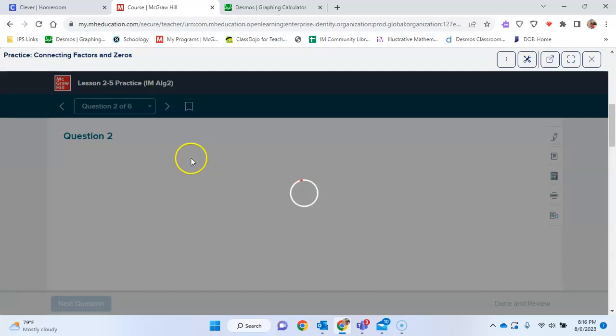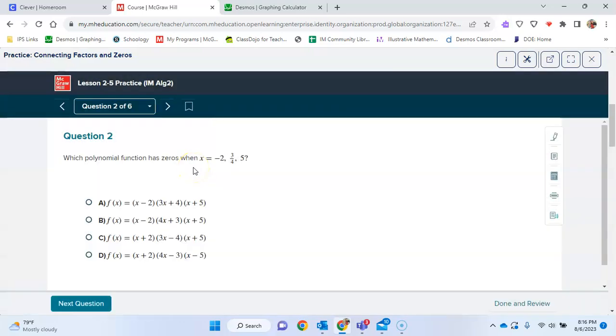Question 2. Which polynomial function has zeros when x equals -2, 3/4, 5? Alright, it means if you replace x with -2, one of the factors is 0. So -2 plus 2. So x plus 2 is going to be one of the factors. So the answer has to be C or D.